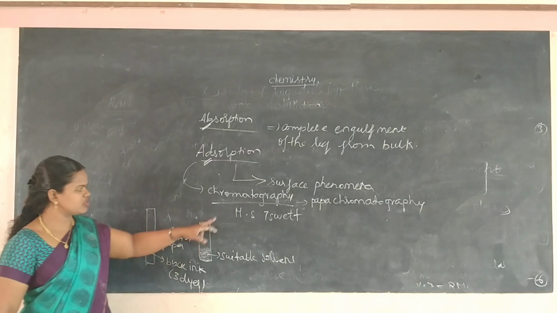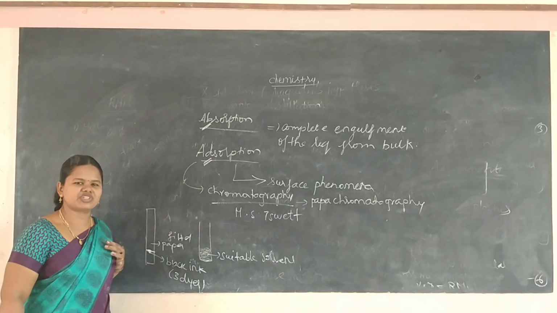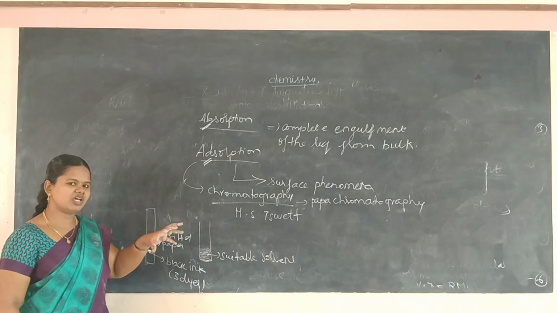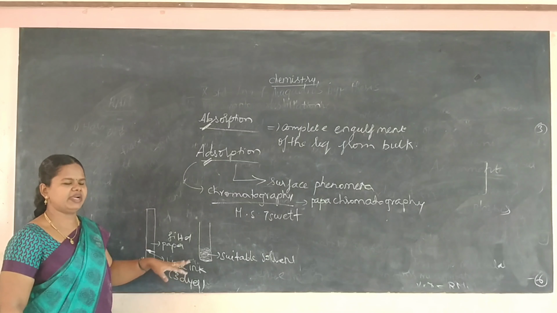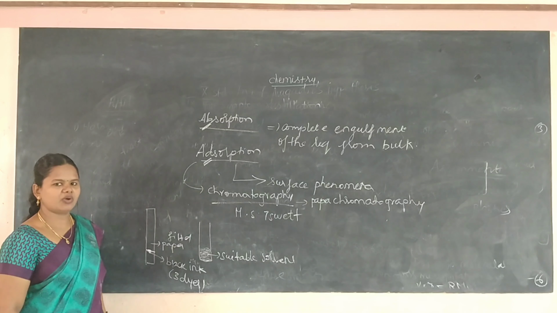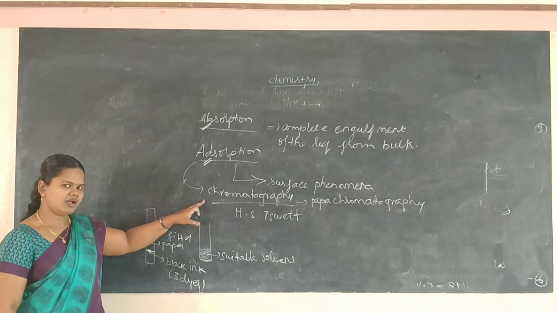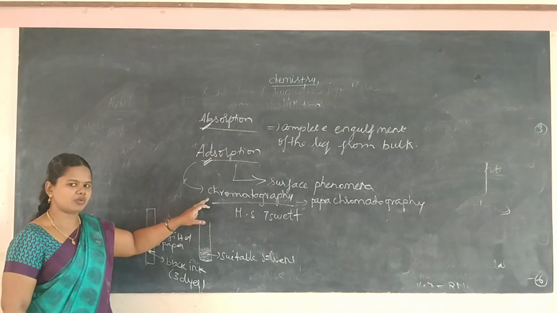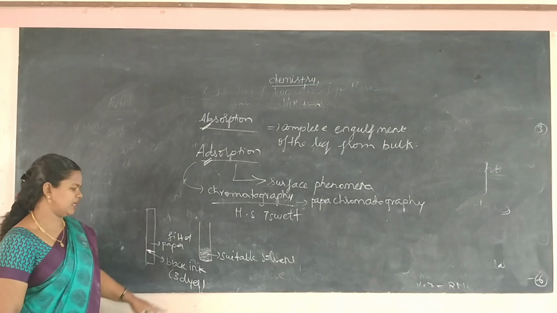So this chromatography is used to separate components of a mixture. In one mixture, we are going to separate different components. That is known as what? Chromatography. It is a surface phenomenon. What is the surface phenomenon? Adsorption. In chromatography, adsorption takes place.